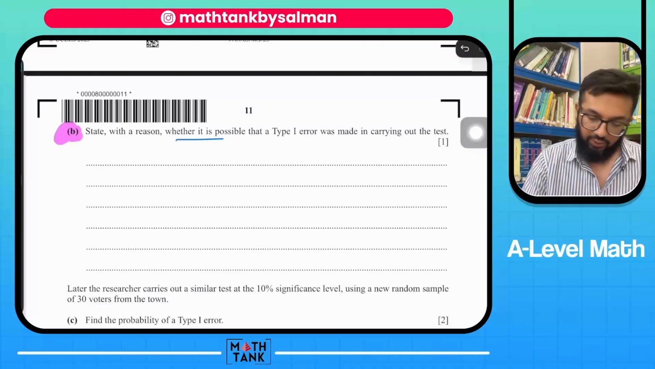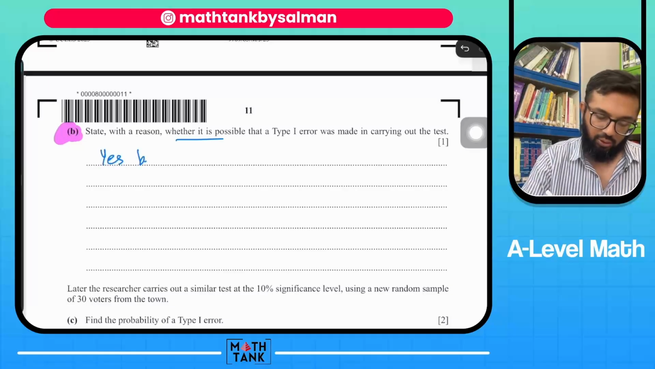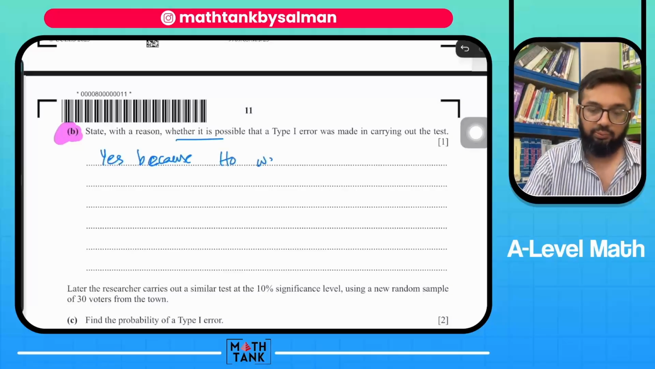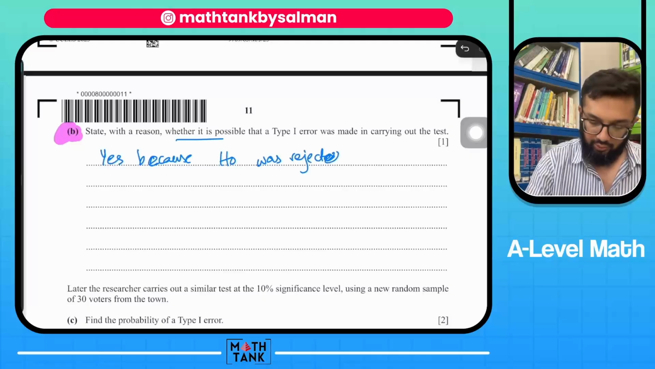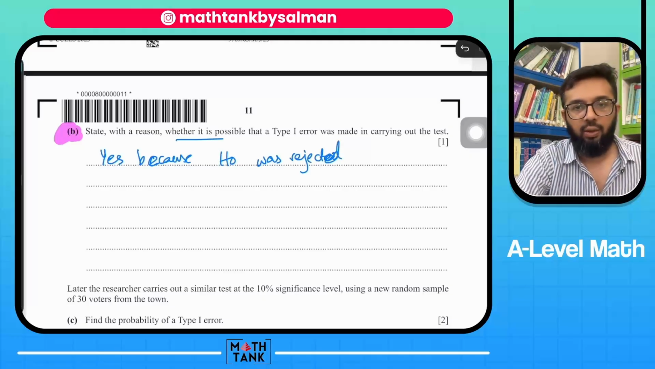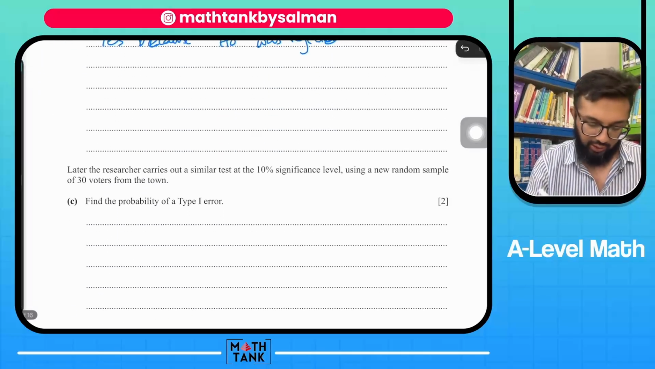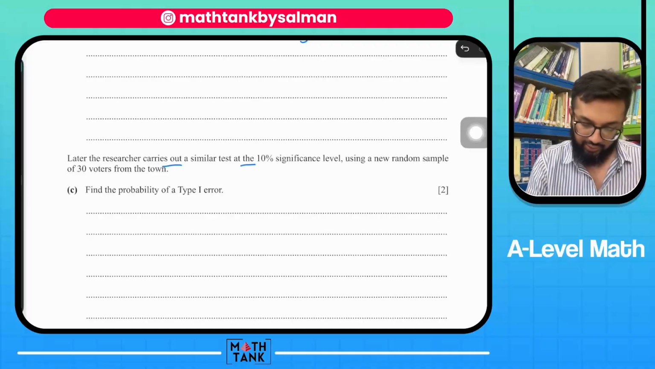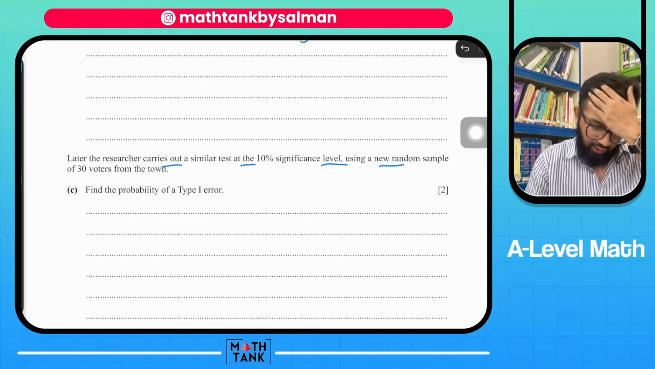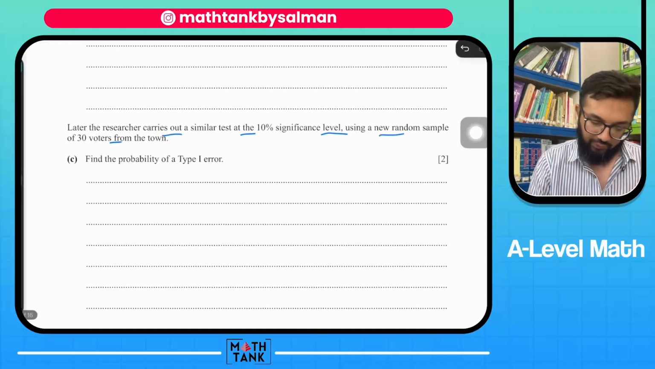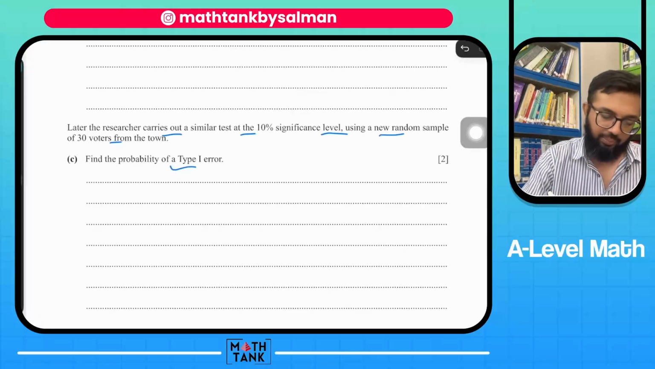State with the reason whether it is possible that a type 1 error was made. Yes, because H naught was rejected. Okay, that's all you need to write. Later, the researcher carries out a similar test at the 10% significance level using a random sample of 30 voters. Find the probability of a type 1 error. The type 1 error is always found with trial and error on the rejection region.